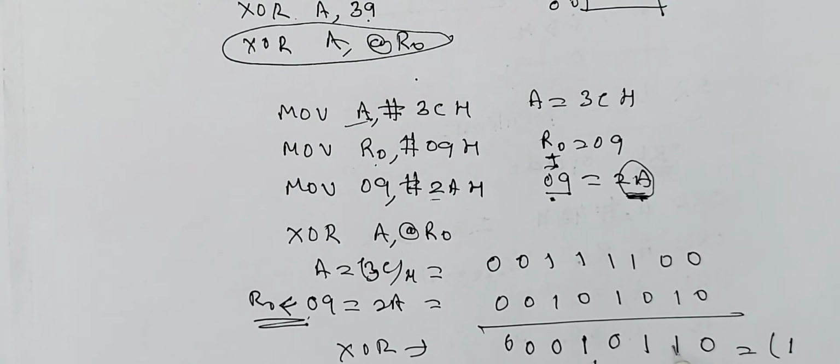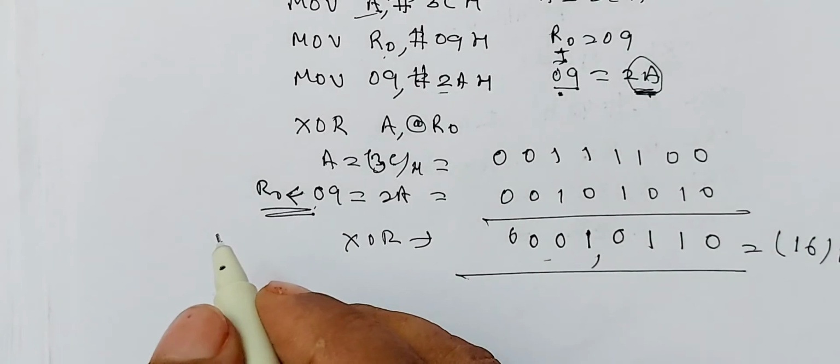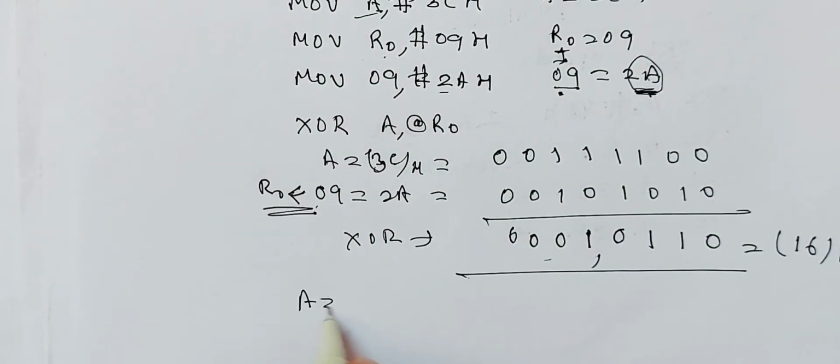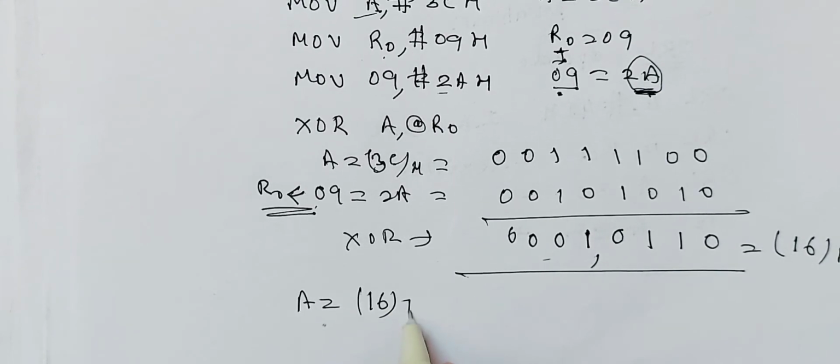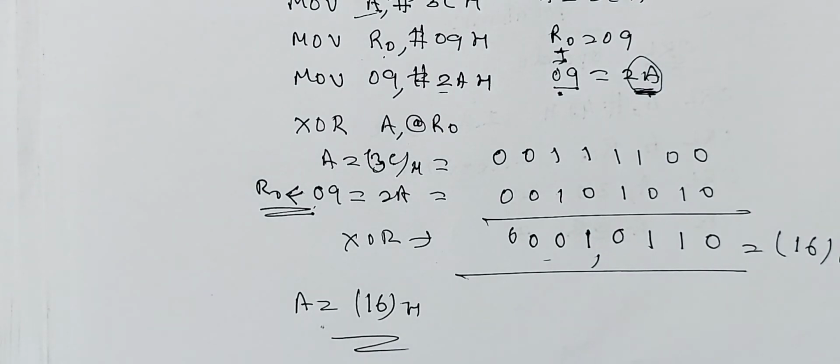This is now equal to 16H. Therefore, now A contains 16H. In this way, you can take examples yourself for other types of addressing mode also.